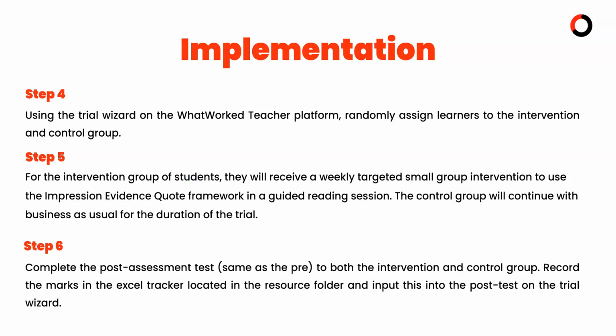And step 6, complete the post-assessment test, same as the pre, to both the intervention and control group at the end of the evaluation. Record the marks in the Excel tracker and then input the post-test data onto the trial wizard. You will then complete a short process evaluation. Click Analyze to generate an impact report. And if the intervention is proved positive, you can open this up to the control students.